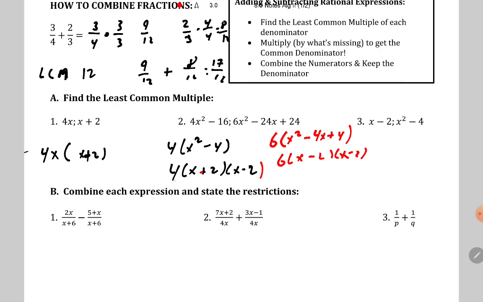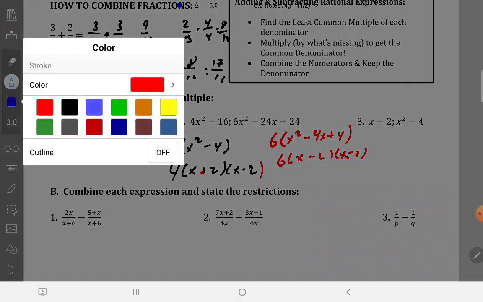So first we're going to look at the numbers, 4 and 6. We need the lowest common multiple between 4 and 6. So 4, 8, 12; 6, 12. So it's going to be 12.